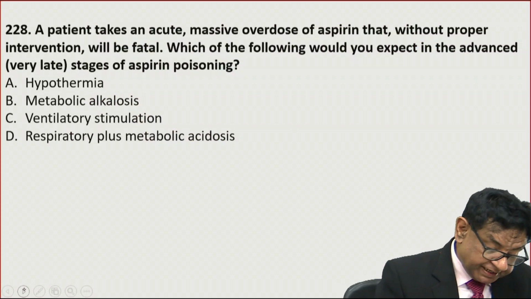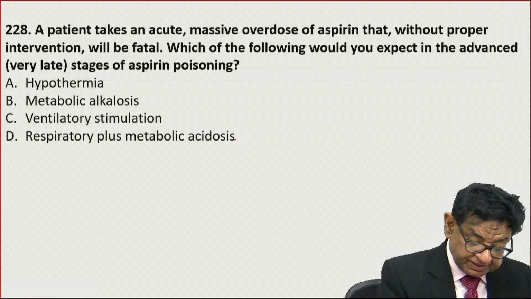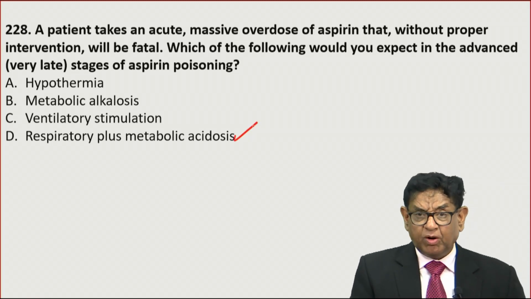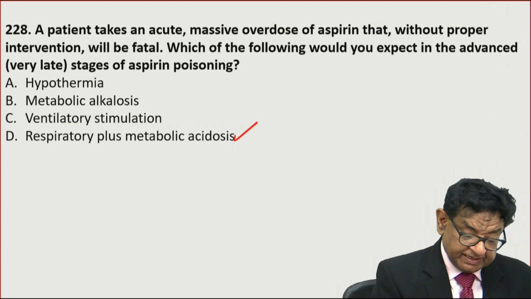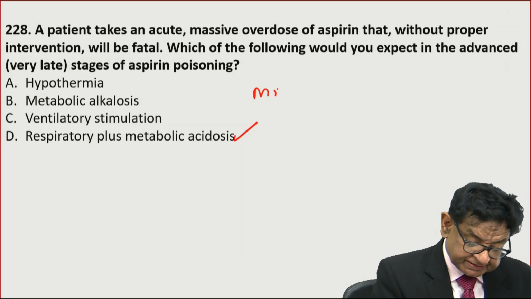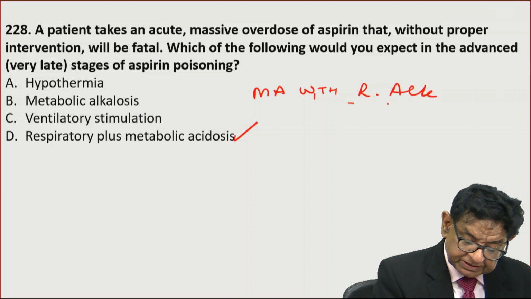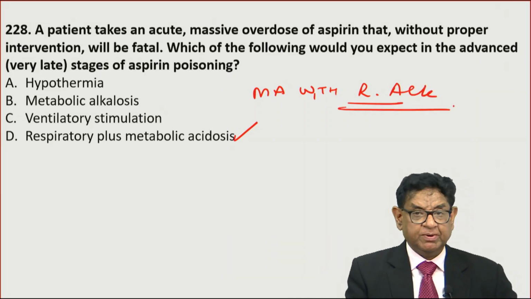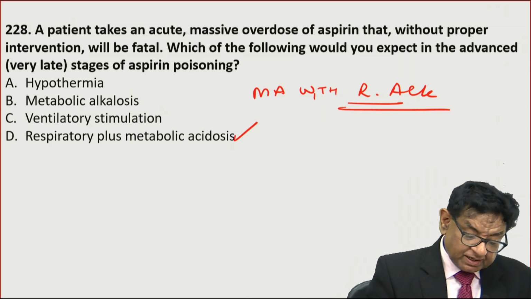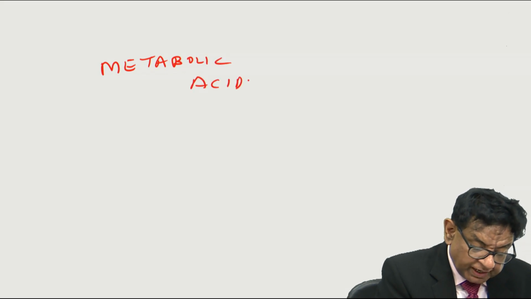Question 228. This is really a very tricky question. The answer is this one. Normally, we are all taught that in a case of aspirin poisoning, it is metabolic acidosis with respiratory alkalosis. This is true, undoubtedly, there's no doubt about it. Now, what happened? Classically, in aspirin poisoning, initially it is metabolic acidosis, to begin with.